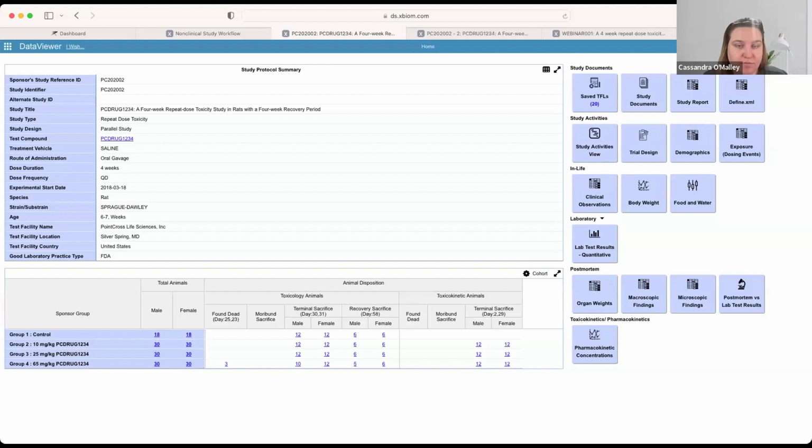And please give me a moment as I pull up the XBiome for demonstration. Okay, you should now be able to see the application.